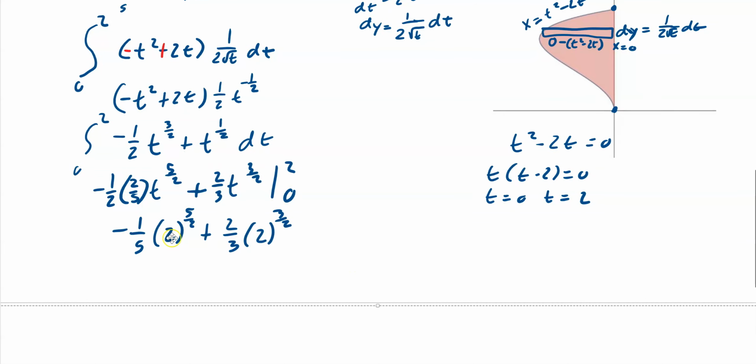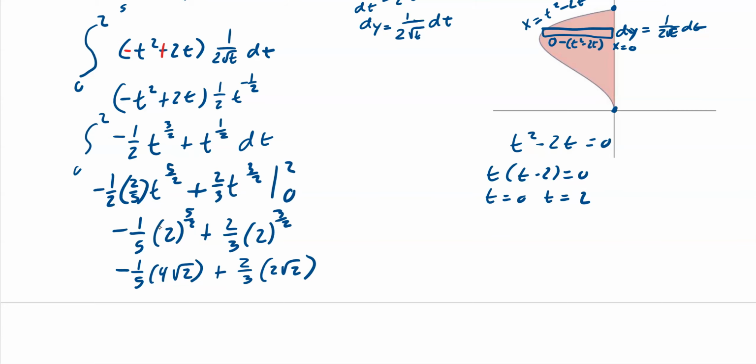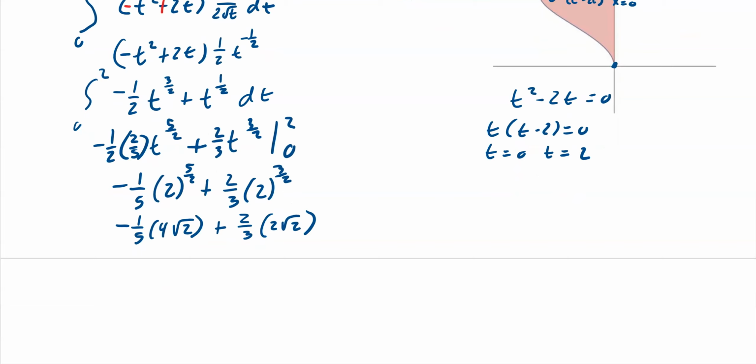So this would just become, I have a set of 4 here if you think about it, so I'm going to take out 2 of them. So it's negative 1/5 times 4 root 2 plus 2/3 times 2 root 2. So negative 4 root 2 over 5 plus 4 root 2 over 3. And you can keep going if you want.